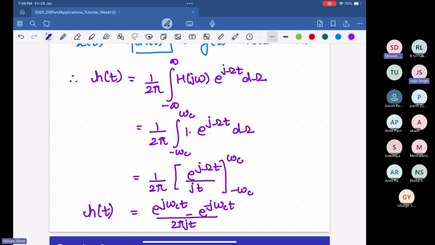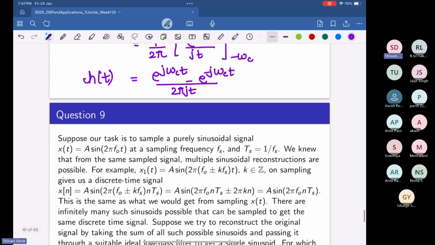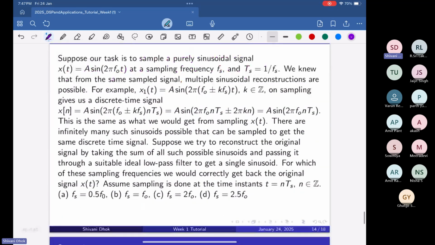Yes, ma'am. Or we can say that we are amplifying by a variable a, or gain parameter a. So that will be scaling. Okay, yes. Any other questions? Okay, if there are no questions, then let me move on to the next question.